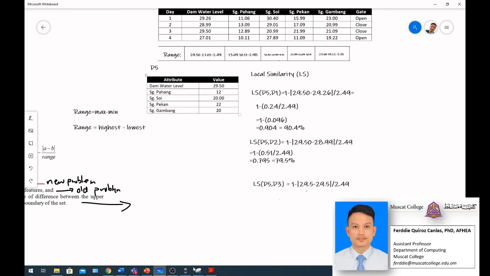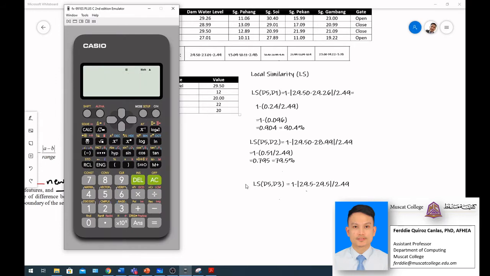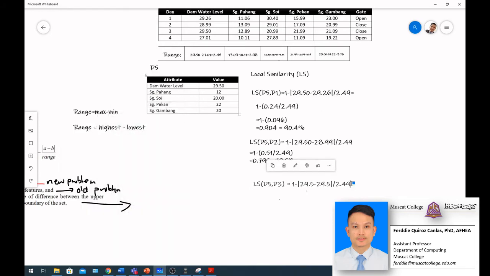Let me open my calculator. Clear. This is 1 minus, open parenthesis, shift absolute value of 29.5 minus 29.5, then out, divide by 2.49, close parenthesis, you will get 1, right? So the answer here is 1, or simply equal to 100%. Obviously, day 3 is very similar to day 5, so we get 100%, meaning they are 100% similar.